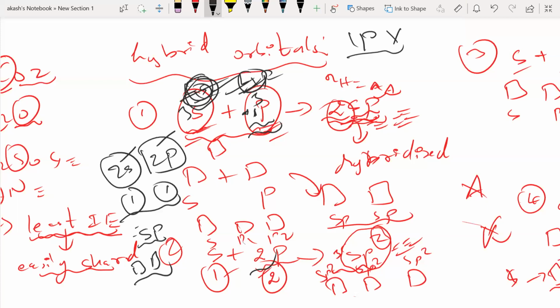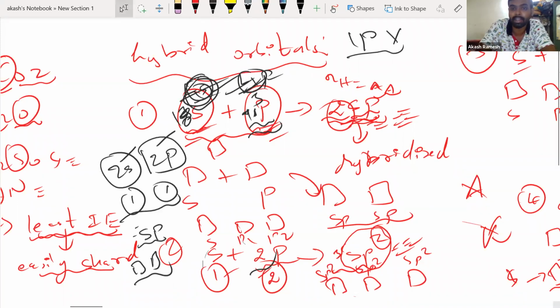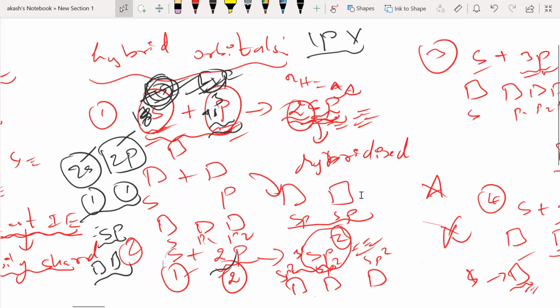Here, the numbers we are using, 2, 3, 1d, and all that, are the names of the orbital. How many such orbitals are combining together? Okay. So there are 2 orbitals of s combining with 2 orbitals of p, and the total number of hybrid orbitals should be equal to the total number of atomic orbitals. So 2 plus 2 should be 4, right?